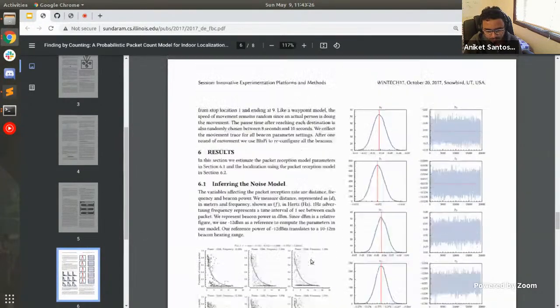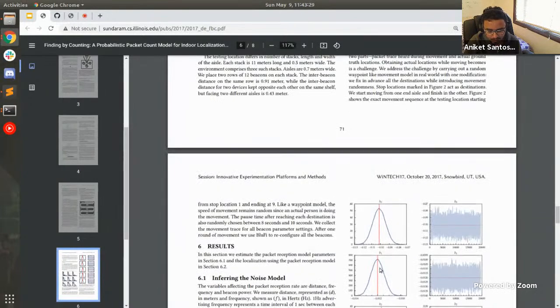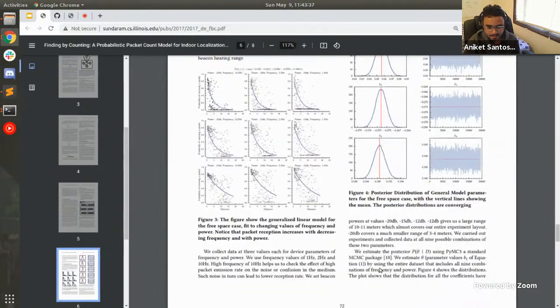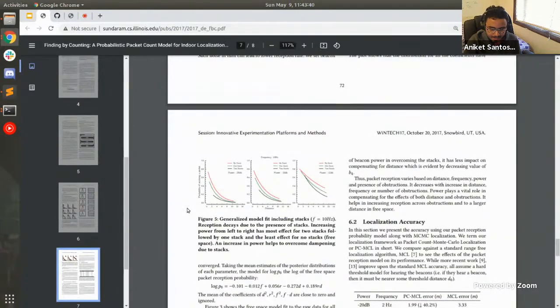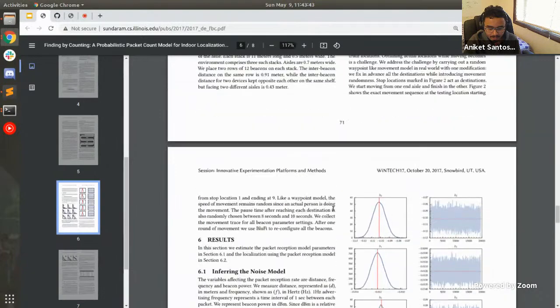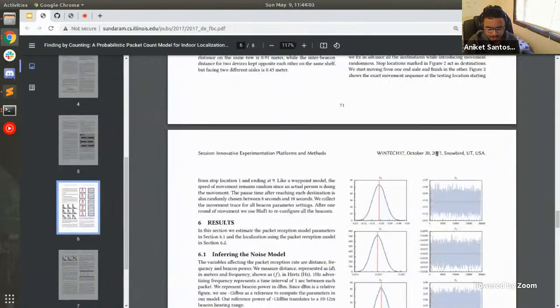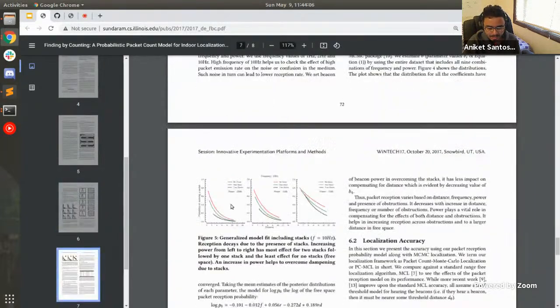Then we used this noise model and applied some Monte Carlo methods to actually localize customers indoors using BLE. Since we are in a retail environment, the reason I chose to do these experiments in a library was to simulate the effects of having aisles or stacks on the communication from the beacons. That attenuation actually impacts the localization accuracy.